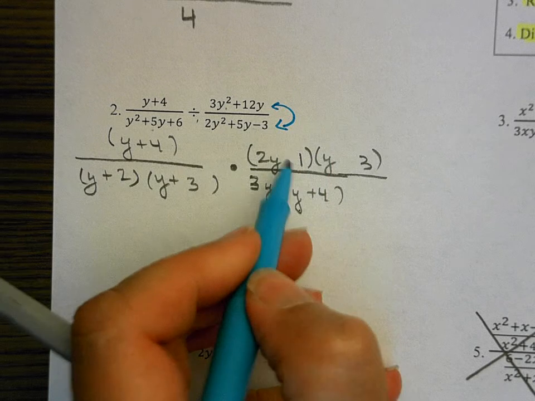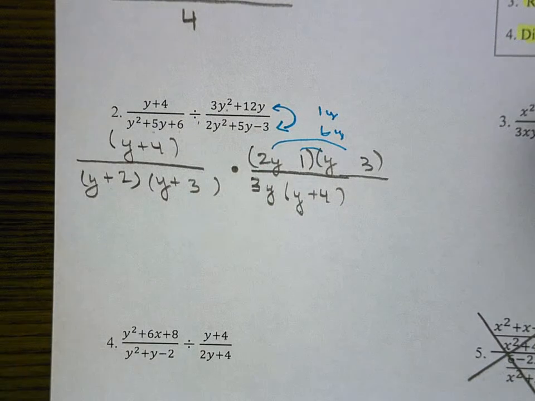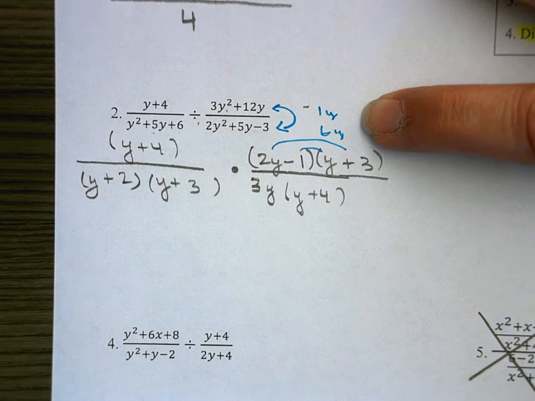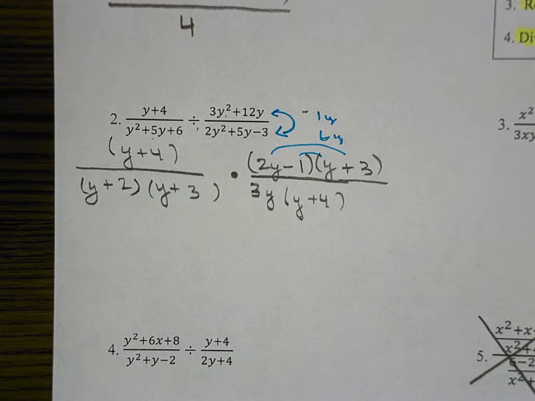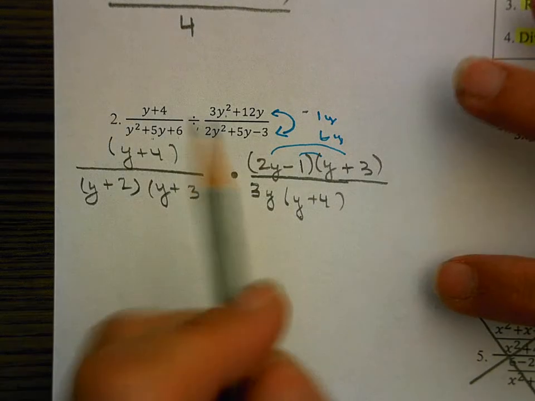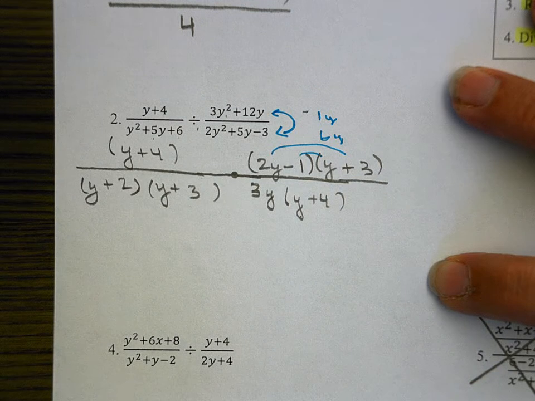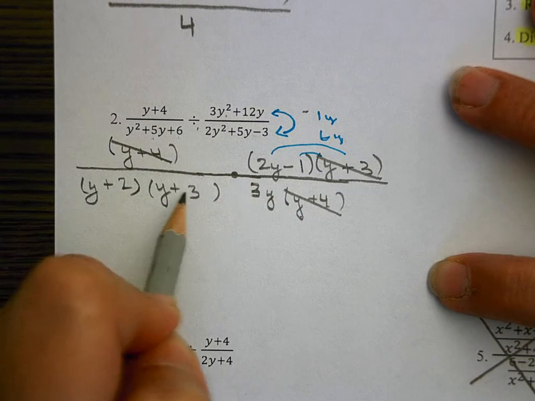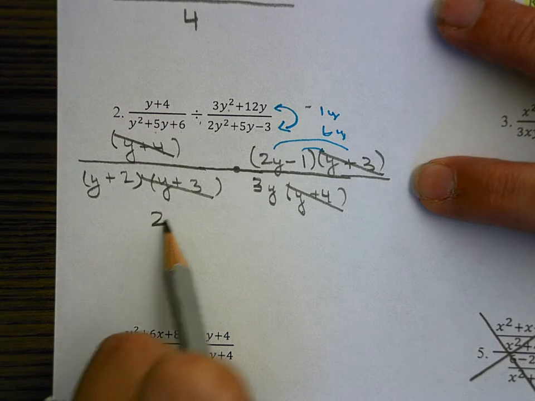So when I check that, I would get 6y and 1y, which will subtract to 5y if the 1 was negative. And one of them has to be negative, right? So I know that's the way it's got to work. Okay. And then I think of this as a single fraction, so I'm just going to extend that line there. And then I look for my common factors to reduce. So y plus 4 cancels, y plus 3 cancels, and that is it. So I'm left in the numerator with 2y minus 1.